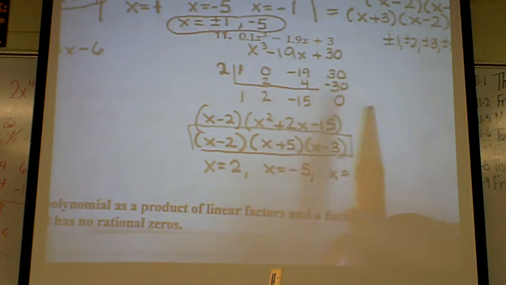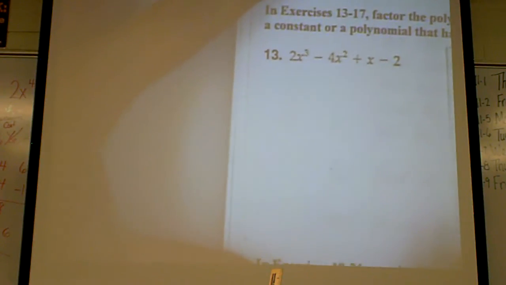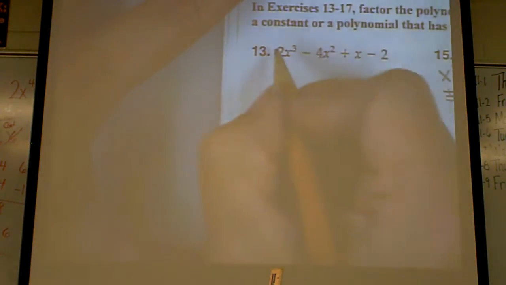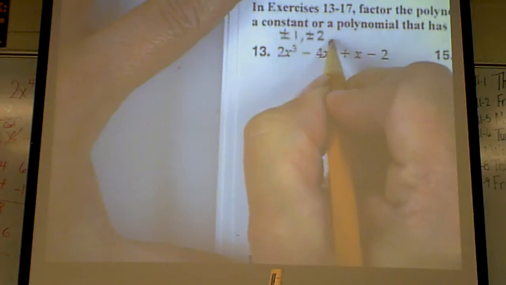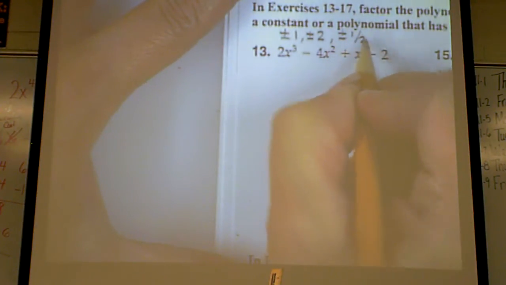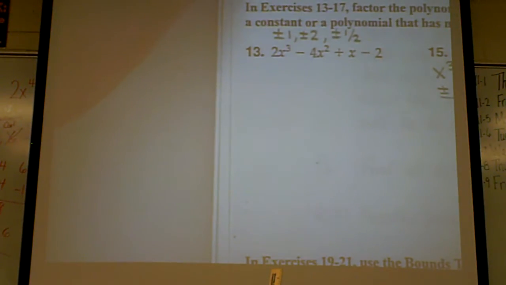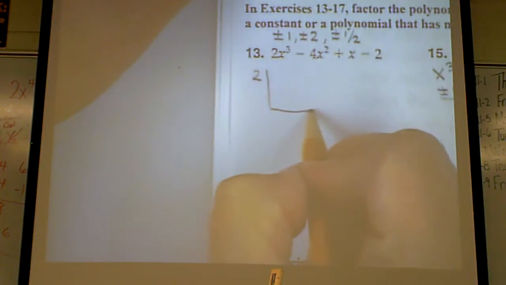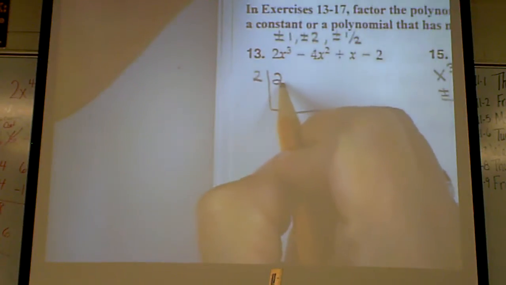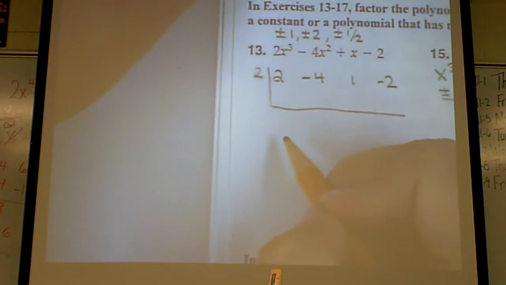So how would you do number 13? Find all your possible zeros. What are they? Plus or minus 1, plus or minus 2, and plus or minus half. You are correct. What do you want to start with? I'd start with 2. Why not 1? Because I already did the problem. Good job. I already did the problem too, so I'd start with 2 too.